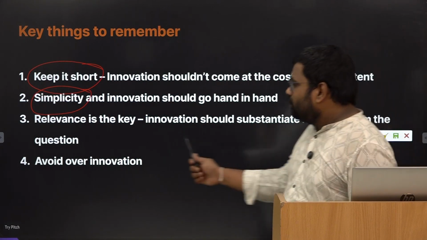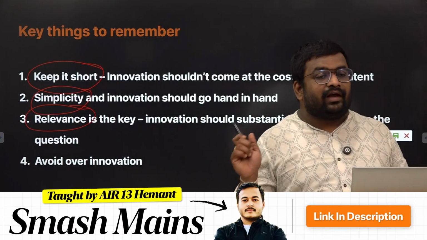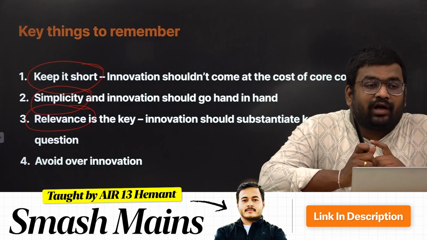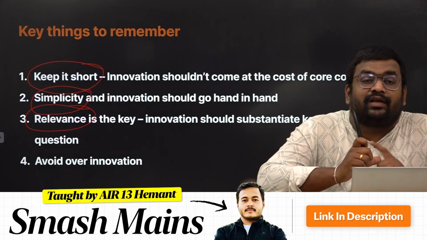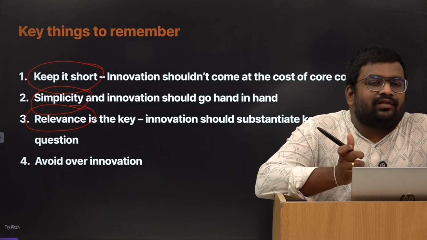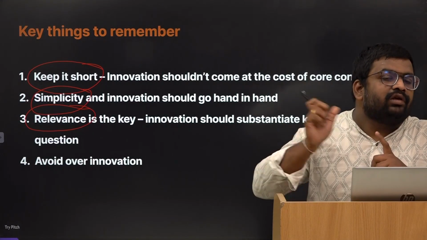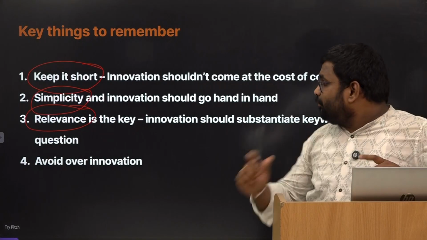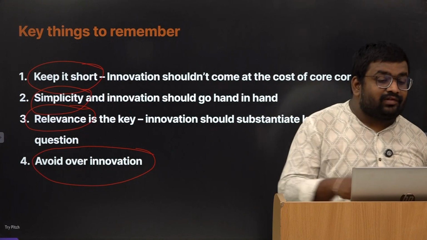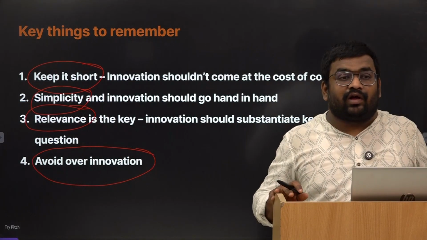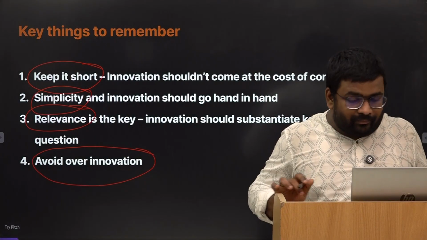And third, like I said for diagrams and maps, relevance is the key. Don't put diagrams, graphs, maps unnecessarily. Until and unless there is relevance, or it is addressing any keyword of the question, only then you should use it. And last, avoiding over innovation. Don't write the entire answer in a flowchart manner. You have to avoid that. Is it clear?